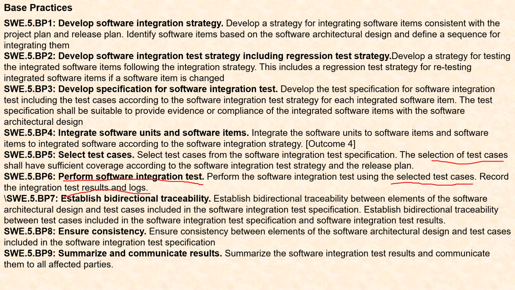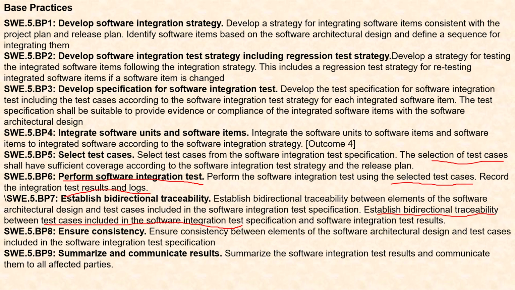Next comes establish bidirectional traceability. Establish bidirectional traceability between elements of the software architectural design and test cases, including the software integration test specification. Okay, establishing the bidirectional traceability. Now, understand the traceability between the test cases and the software integration. Software integration is happening on the left side of the V model, and test cases and implementation of these test cases are happening on the right side of the V model. So proper bidirectional traceability must be clearly established.